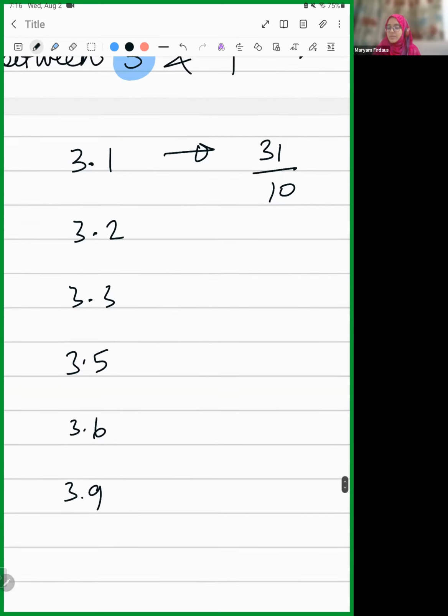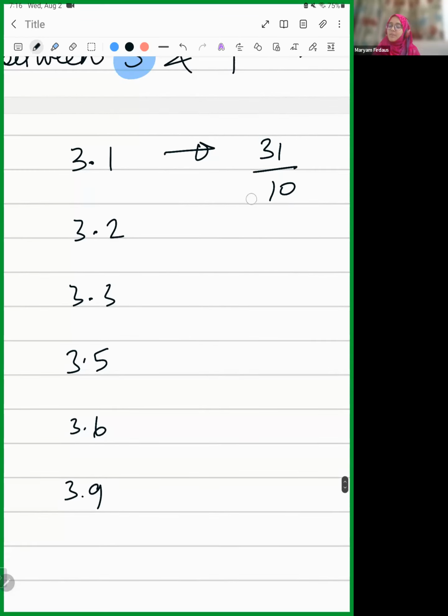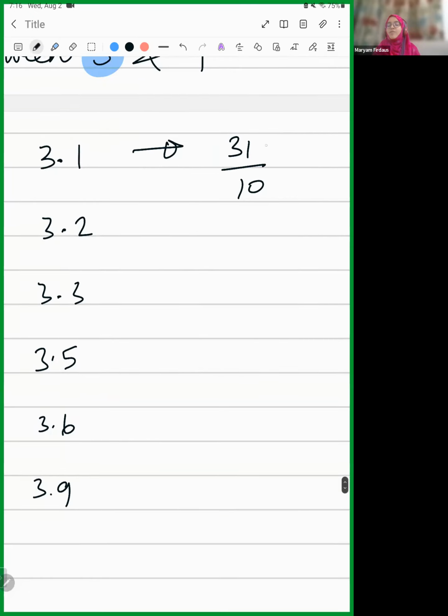So this is a rational number, yes or no? 31 by 10 is a rational number because it is written in the form of P by Q, where P and Q are integers and Q is not 0. So this is a rational number that we have written.